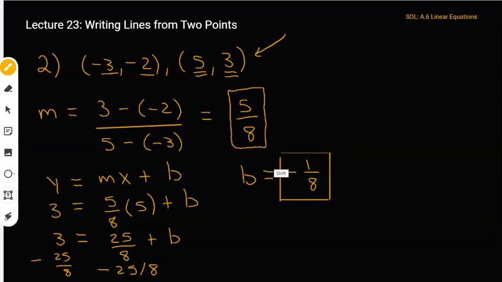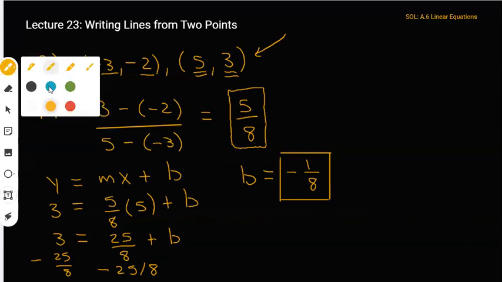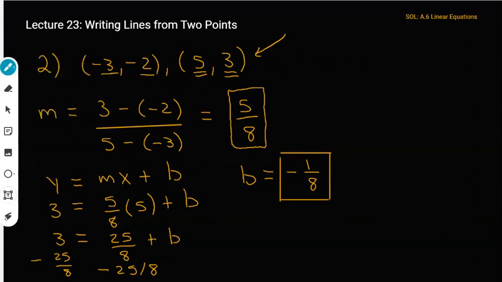Now that I know what these two numbers are, m and b, I can write out my answer in slope-intercept form. y equals mx plus b. My m is going to be 5/8, and my b is going to be negative 1 over 8. And I'm done.